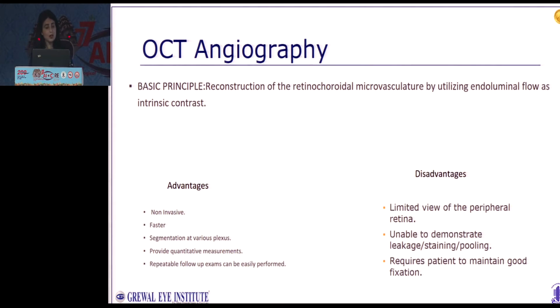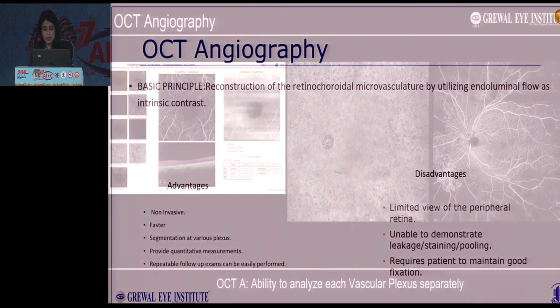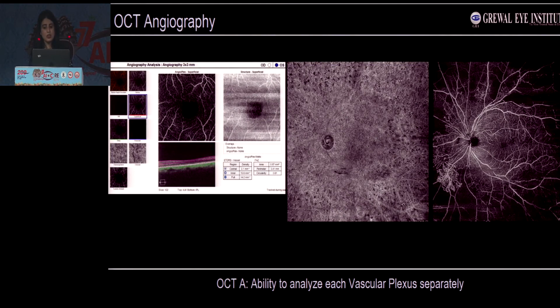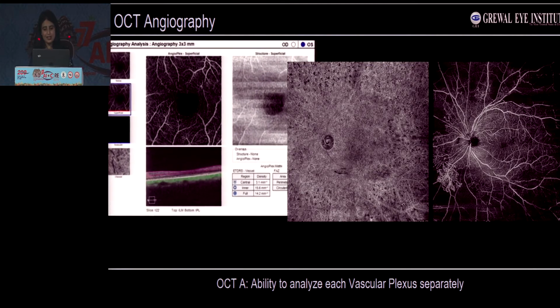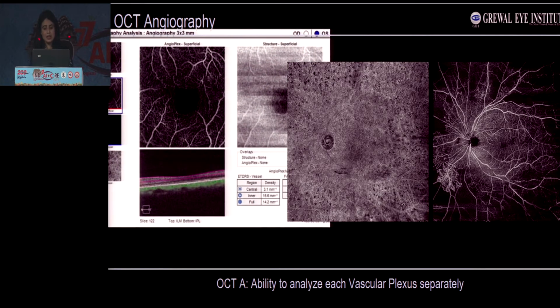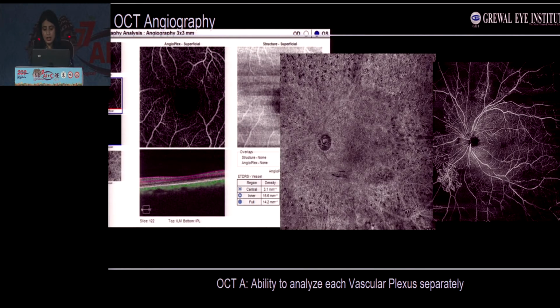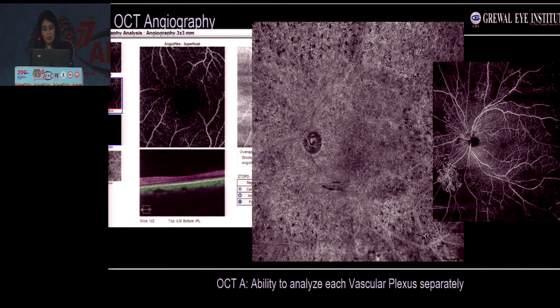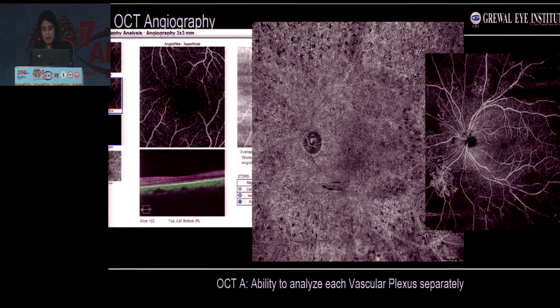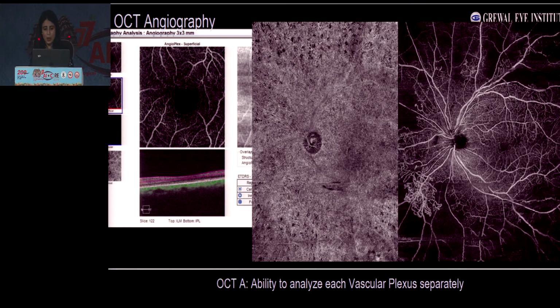Coming to the last part, which is OCT angiography, this is the latest toy that all of us probably have by now. It is a non-invasive way of looking at your retinal vasculature. OCTA images are viewed in tandem with the corresponding structural en face and your OCT B-scans. The basic ability of OCTA is that it can visualize each vascular plexus separately. The middle picture is at the choriocapillary level depicting your PRP scars, and this is of the superficial plexus.